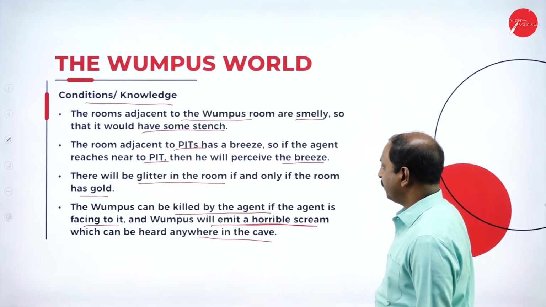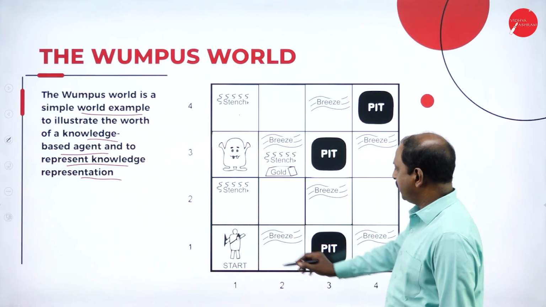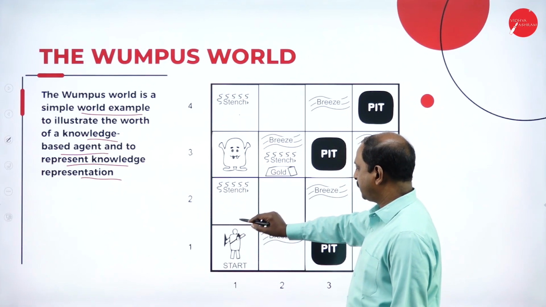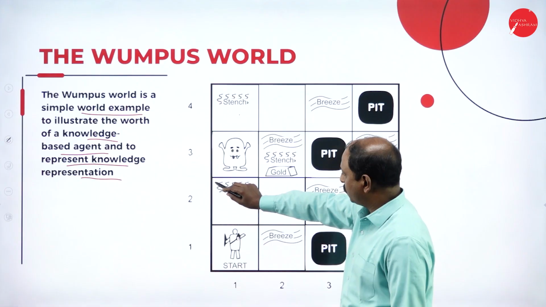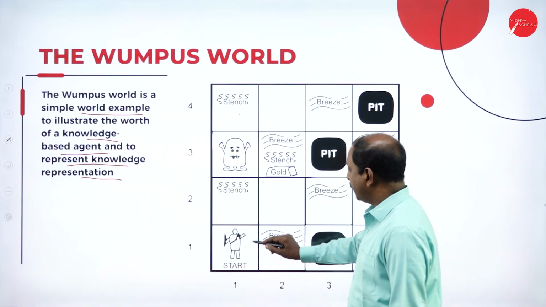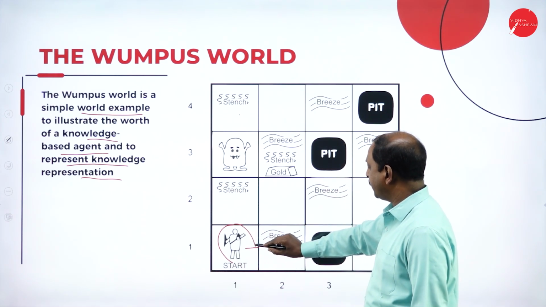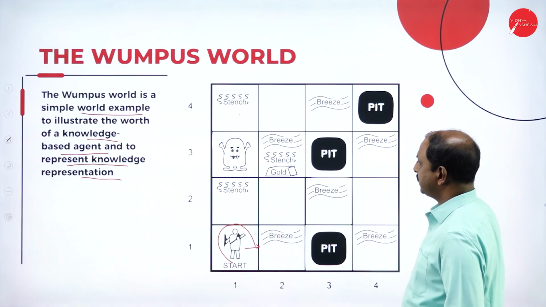If you look at the diagram here, these are the numbers 1, 2, 3, 4, and these are the values of the boxes. We represent them like 1, 1, and here 2, 1 or 2, 2 like this. So 1, 1 is the starting point of the agent, and hence he is facing towards his right. That is the second one.